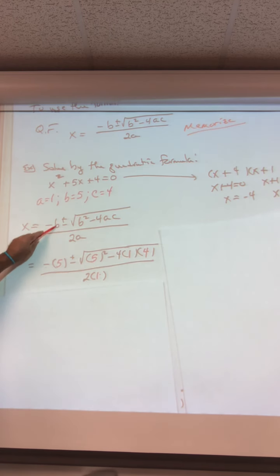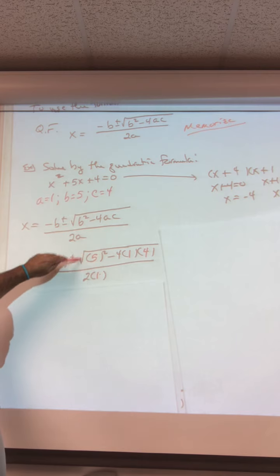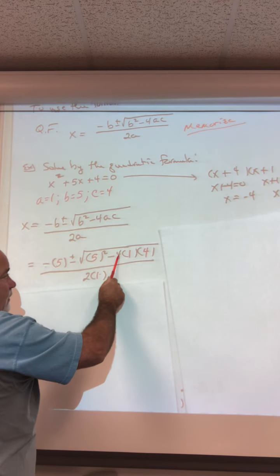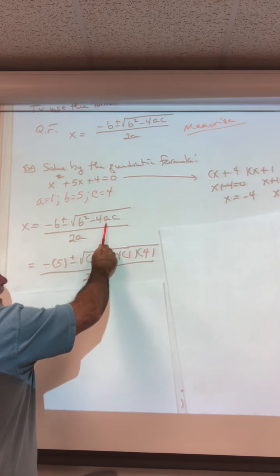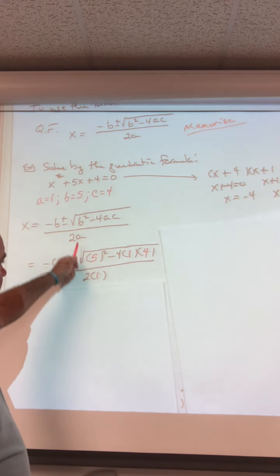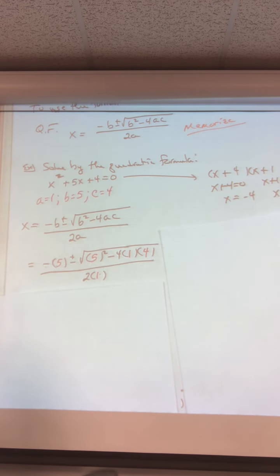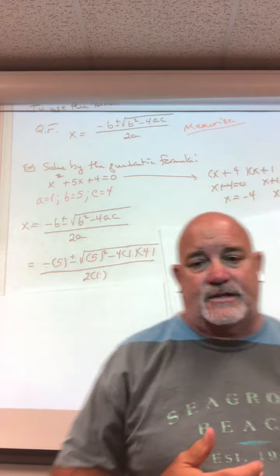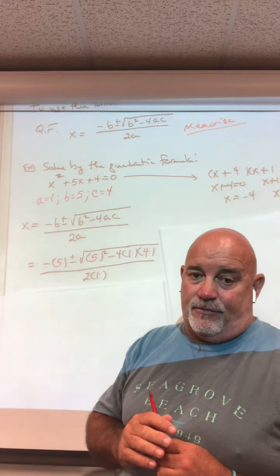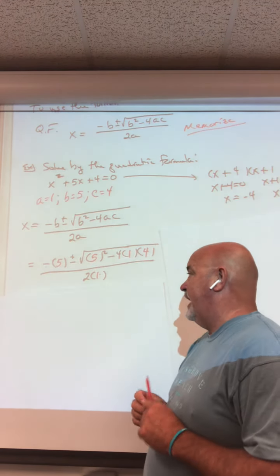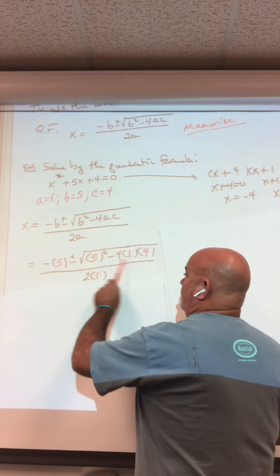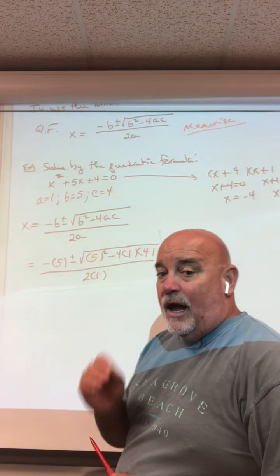So I've got negative B, which is 5, plus or minus the square root of B, which is 5 squared, minus 4. The 4 is always there because it's part of the formula. A is 1, C is 4, all divided by 2 times A, put another 1 there. You don't have to put these in parentheses. I find it helpful particularly when A, B, or C are negative. When one or more of those is negative, it's easier to keep straight if you put those in parentheses. So I would suggest using the parentheses.